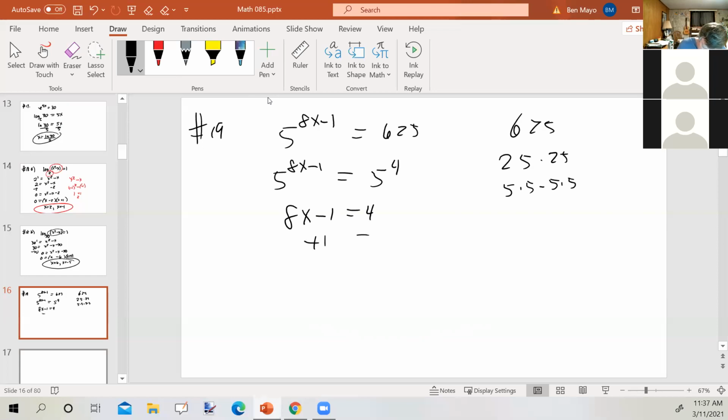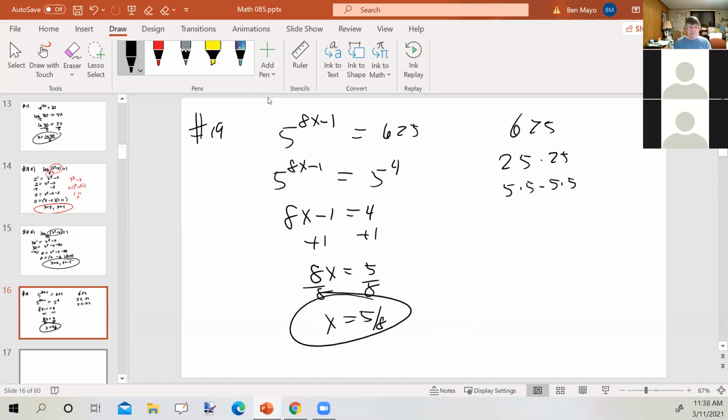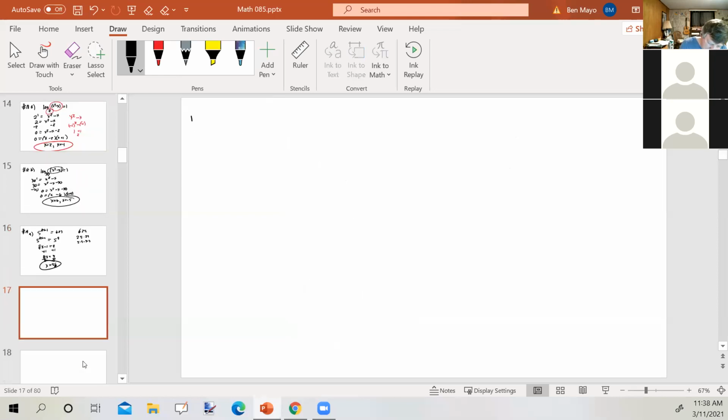Solving for x, we'll add 1 to both sides. 8x equals 5, divide by 8, x equals 5/8. Any question on that problem? Okay, let's take a look. That was 19 part A. Let's take a look at number 19 part B.